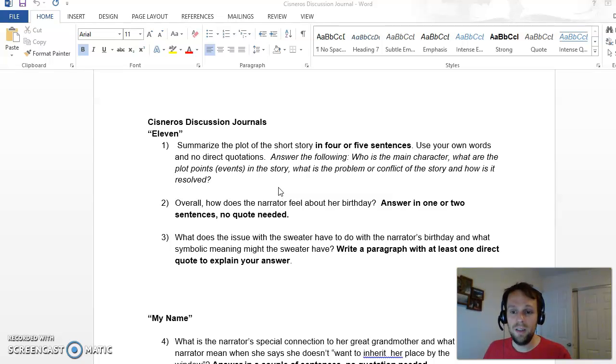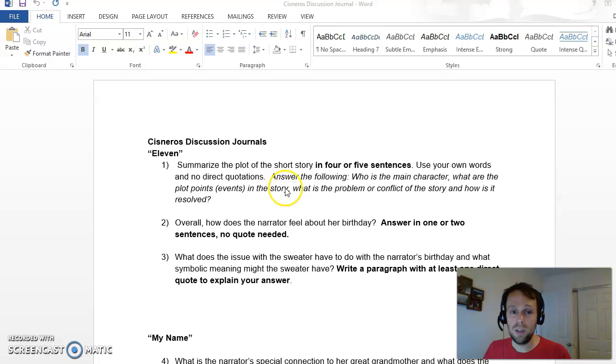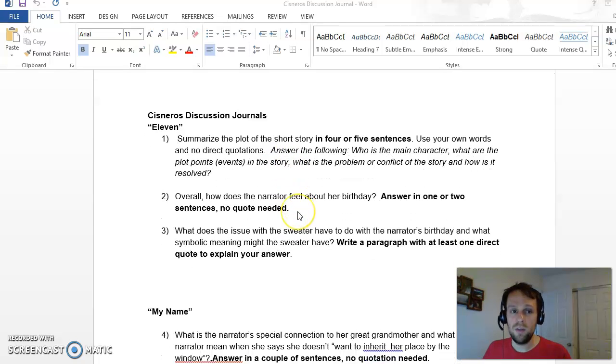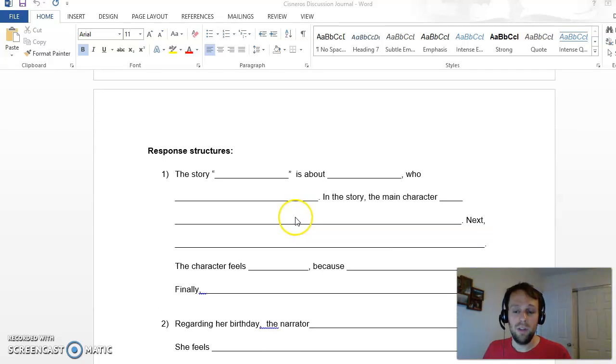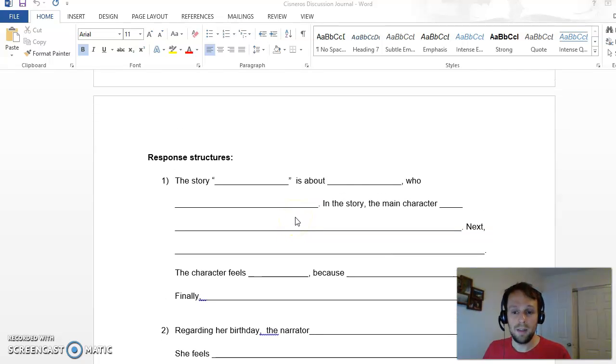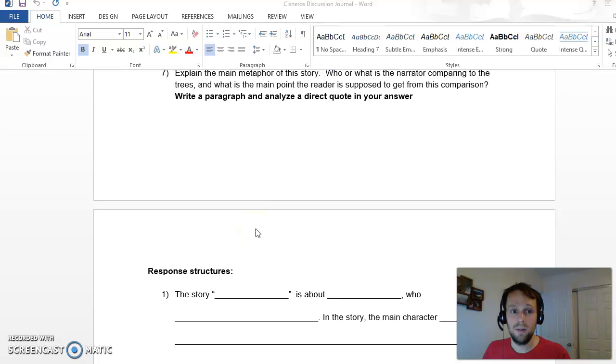It shouldn't be a crazy long summary. Just to give you some idea, I've given you some formats at the end of this document. So as you can see, this really shouldn't be a crazy long summary. Your analysis for this story is going to be a lot of it in question number 3.